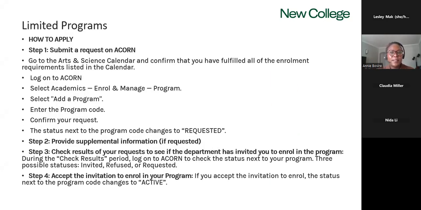Next, we'll look at how to apply to limited programs. Similar to the open programs, you'll get the code on the Arts and Science calendar and log into your Acorn under the Enroll and Manage Program section, type in the code, and instead of saying active, the status will change to requested. If you're expected to submit supplemental information, then please be sure to check your email or check the program's website to have all the information you need to have that submitted.